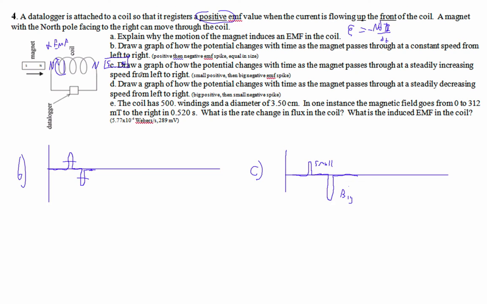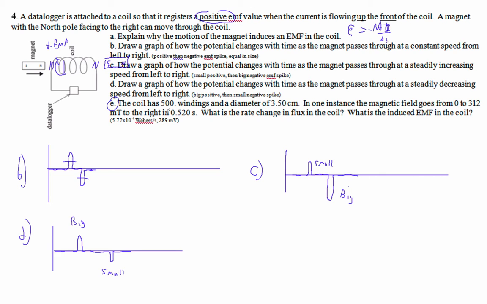All right, D: draw a graph of how the potential changes as it passes at a steadily decreasing speed. Steadily decreasing would just be the opposite of this. It enters the coil at whatever velocity it's entering with, and then as it exits, it's going slower. So this is a smaller downward spike. These spikes could be wider too. So this is big, small.